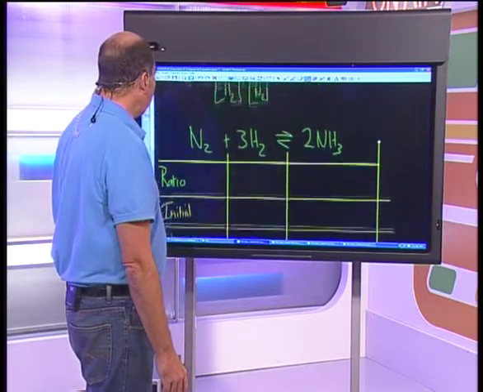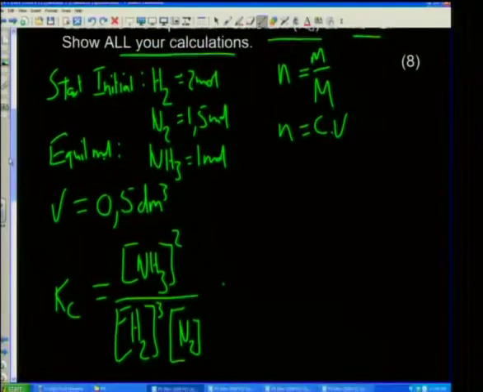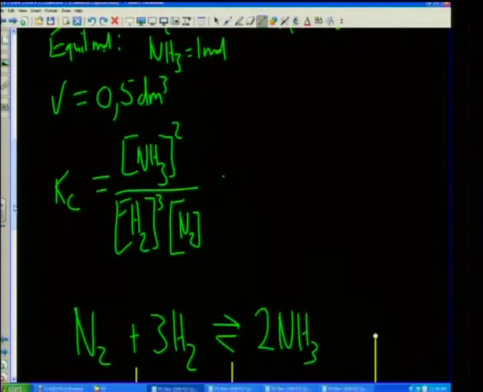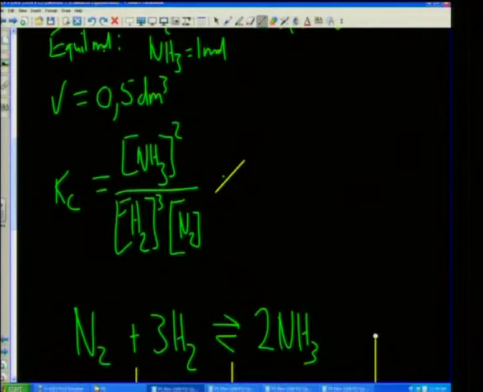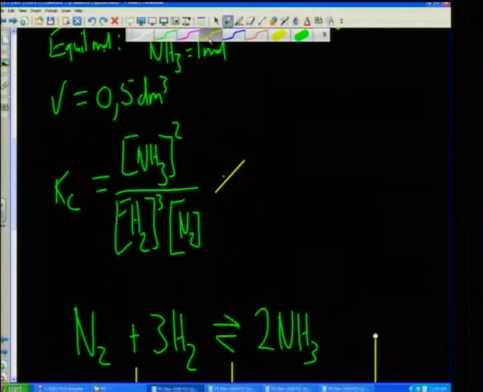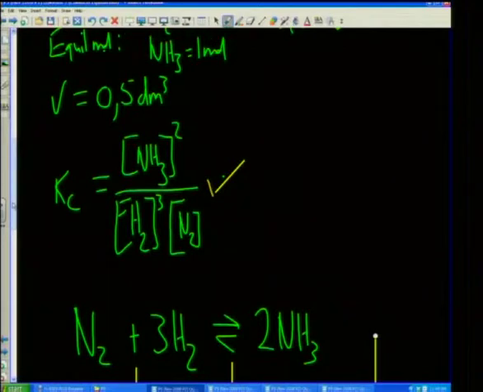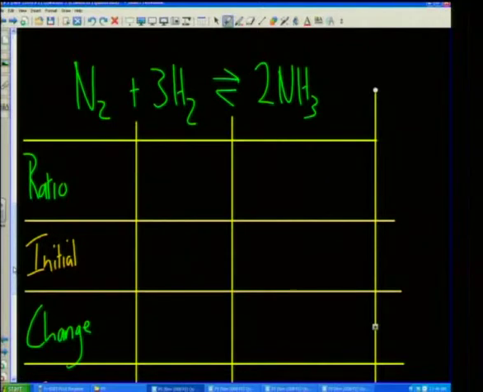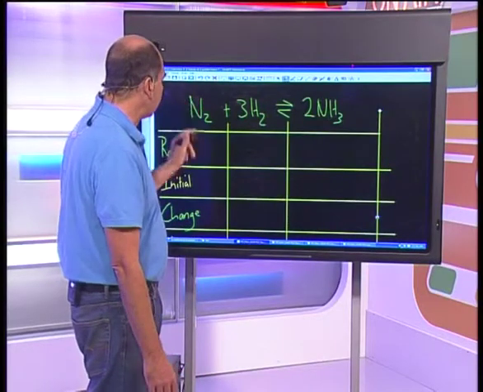Okay, so we've got our given information. We know the number of moles and we've sorted it all out, got the right units, and we've got a mark already over here because we've written down the Kc expression. So that's a mark in the bag. The next thing is to write down the balanced equation. Now, the ratio of the moles is given from the balanced equation.